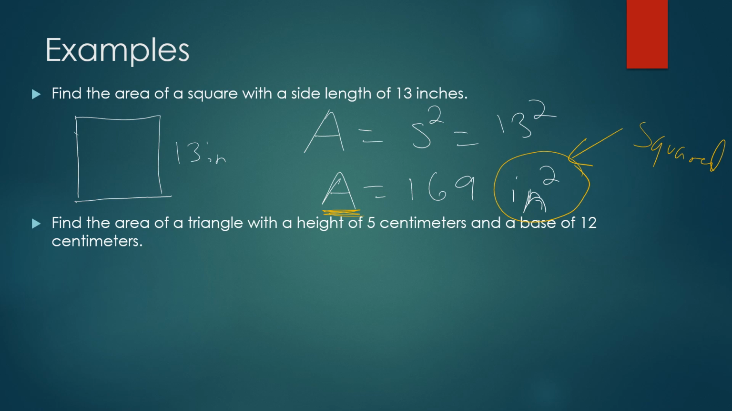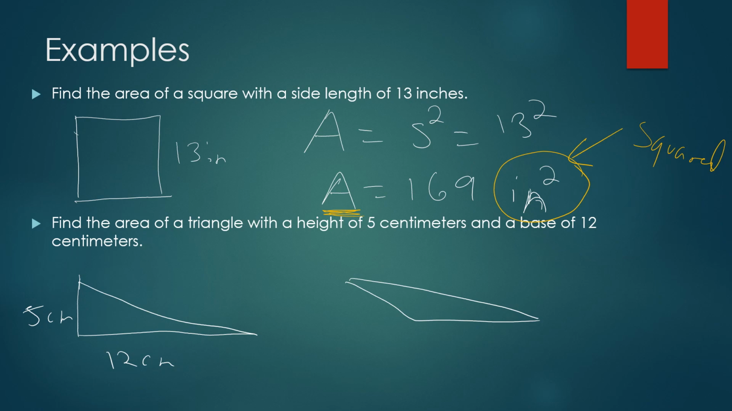Let's do the next one. Let's find the area of a triangle with a height of 5 centimeters and a base of 12 centimeters. We can draw the triangle in many different ways. You could have the triangle go like this, 5 centimeters, with a base of 12. So 5 cm, 12 cm. You could even draw this, and this be 5 centimeters, and this be 12 centimeters.